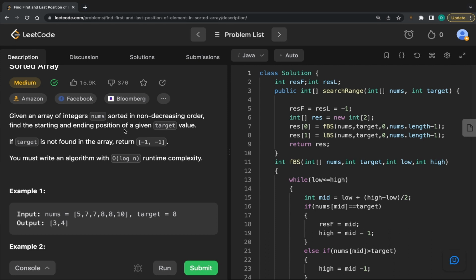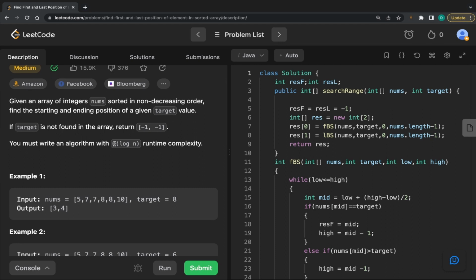If the target is not found in the array, you need to return a one-dimensional array saying -1 indicating that the target was not found. You must write an algorithm with a time complexity of log n. So obviously the hint is there in the question, right?